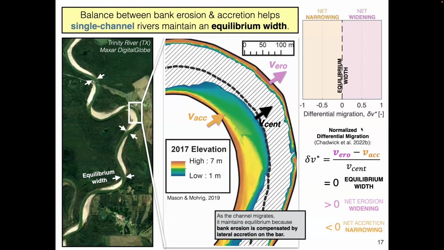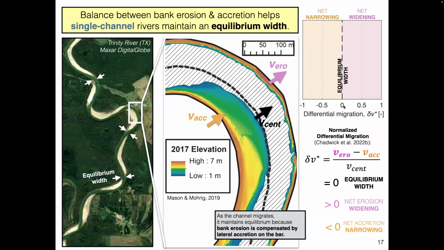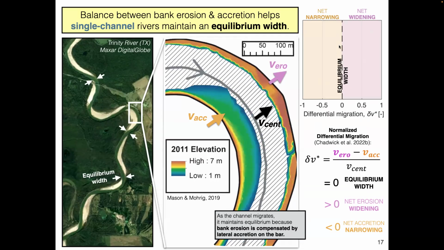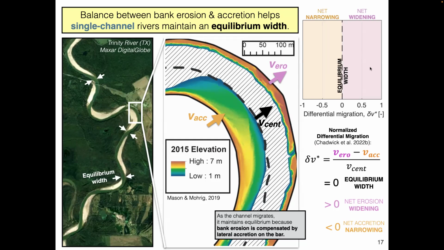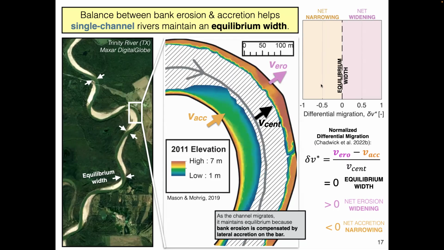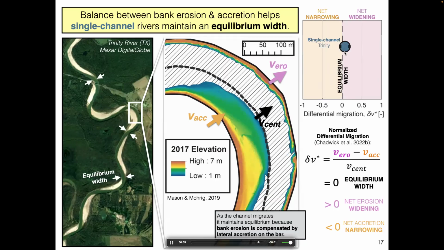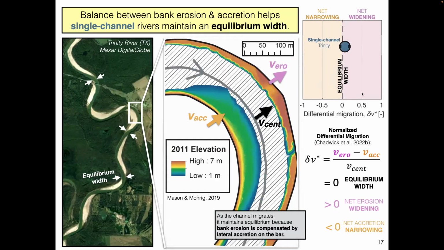We can plot the differential migration on a graph like this that I'm going to keep up for the next few slides. It's pretty simple. We just have one x-axis here. Zero is in the middle, that's this equilibrium condition. When you go to the right, that means net erosion and widening. On the left in this orange, that's net accretion and narrowing. And if we plot the Trinity River on a graph like this, we see that it falls right along this equilibrium line.